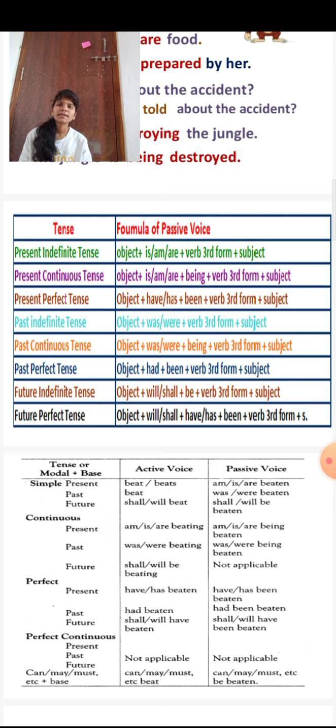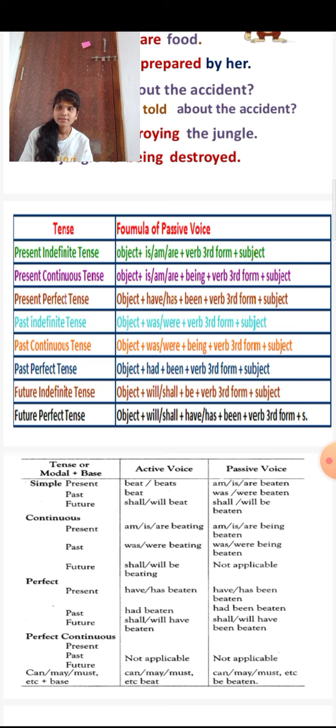Except for certain exceptions, no passive can be formed for some tenses, like future continuous tense. In present tense, there is no passive for present perfect continuous tense. So now the next tense for examples is simple past tense.